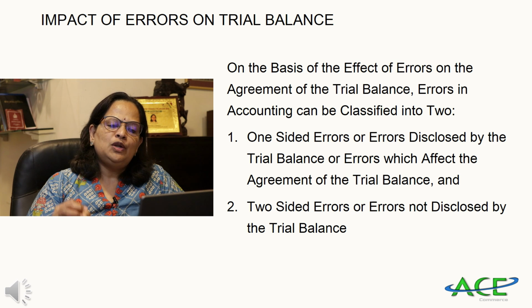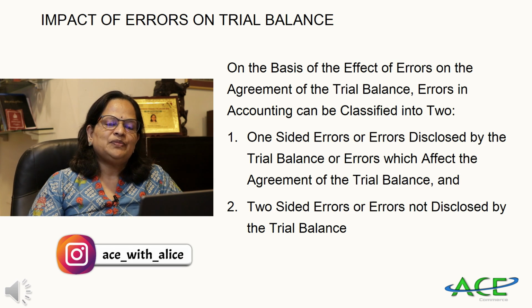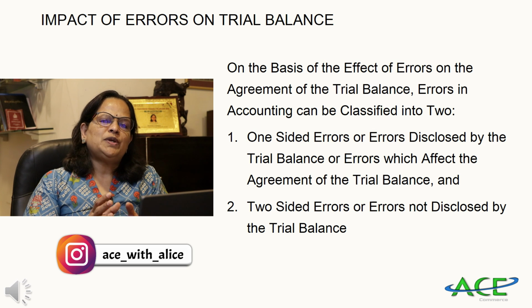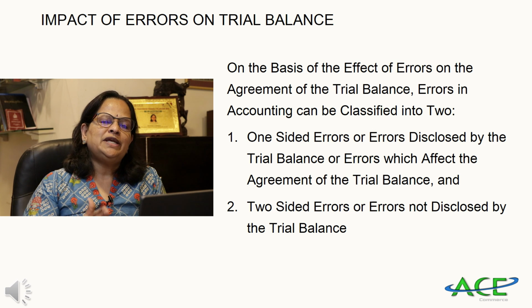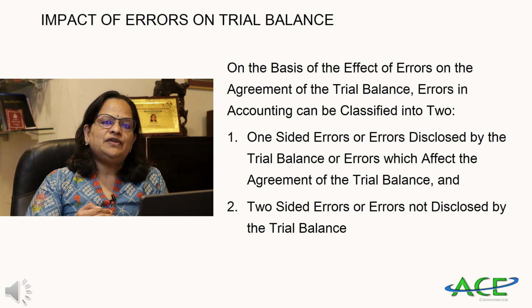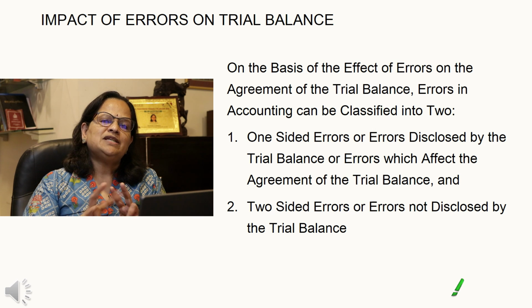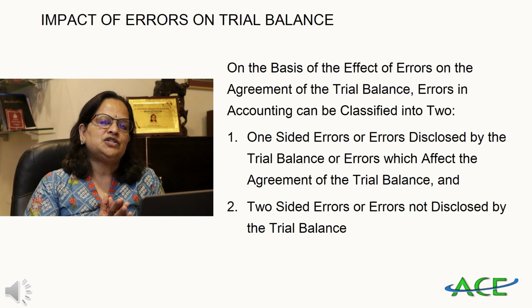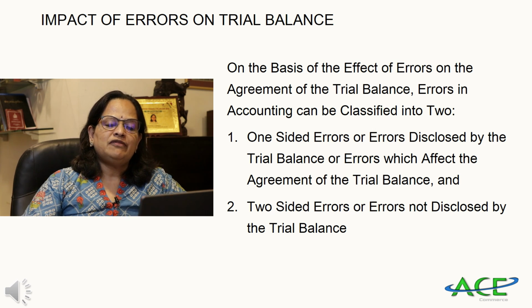The first one is called one-sided errors, or errors disclosed by the trial balance, or errors which affect the agreement of the trial balance. One-sided error means only one aspect of the transaction is recorded, so automatically the trial balance will not agree. That is why it is called a one-sided error. Whereas two-sided errors, the second classification, are errors not disclosed by the trial balance. Both aspects are recorded, but some mistake is committed in recording the transaction. Two-sided errors are very difficult to detect because they will not be disclosed in the trial balance.